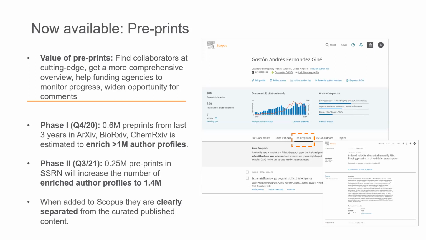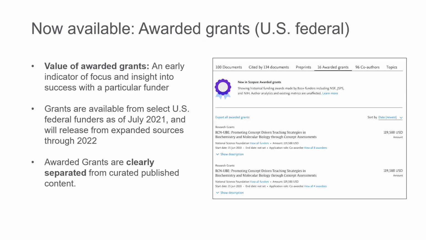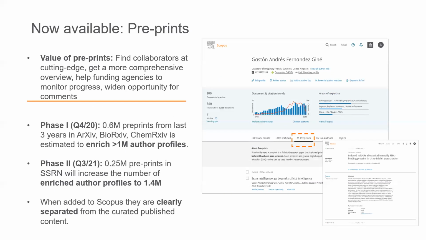And when they are added to Scopus, you can see that the preprints are separate from the curated published content, right? Because preprints have not been finalized, they have not officially been published yet as a final or accepted manuscript. So you actually can't put them within the author profile, so we have to demarcate them separately. And this is why you can find the preprints under the preprints tab itself.